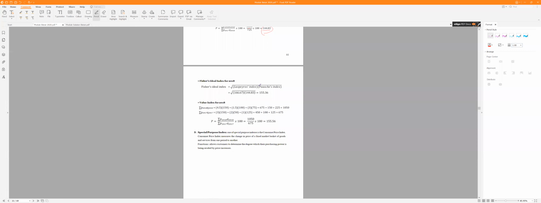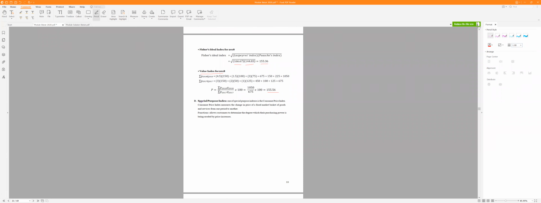Okay, so this is Fisher's ideal index. It's basically a combination of both, right? It's supposed to be balanced. So 166.67 times 144.83, you get 155.36. Then now the value index for 2018, which is PQ current divided by PQ base. You get 155.156, which you can see is quite similar to Fisher's, but you know, it's different.